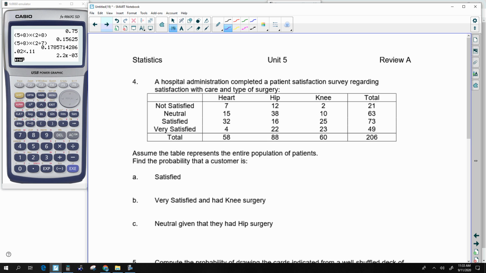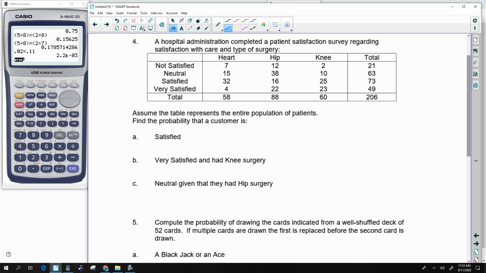All right, table problems. Again, look at your formula sheet. What are the formulas that you use with tables? And unless they use the word "given," things are going to be out of 206. The first question is satisfied. So satisfied is 73.